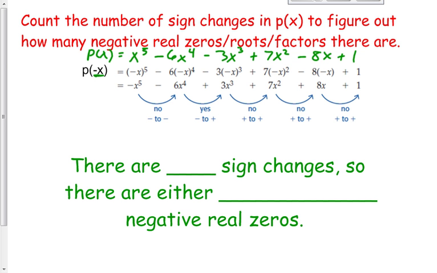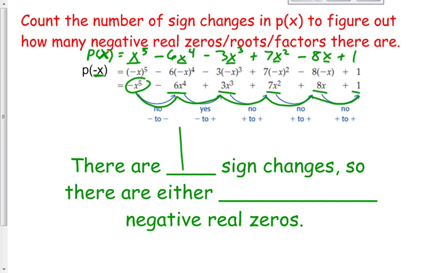So what happened when we do p of a negative x, every time I see an x, which is here, here, here, here, here, I'm going to substitute in a negative x. And then here were the results that we got. So now we're going to ask ourselves, how many times did it change signs? So it went from negative to negative, negative to positive. There's one sign change. Positive to positive, positive to positive, positive to positive. So this one had one sign change.